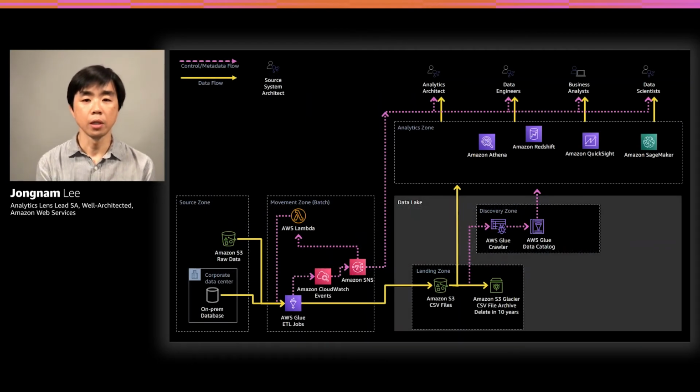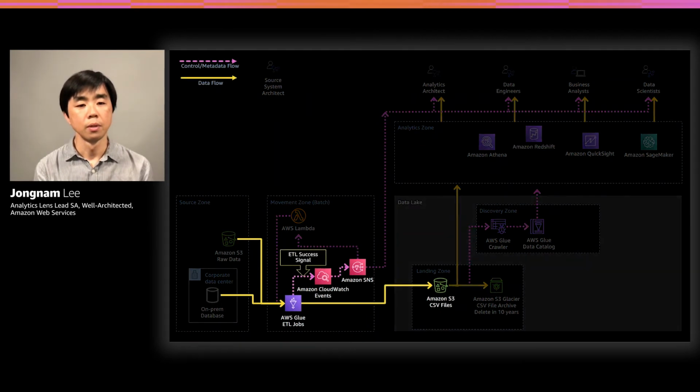So let's come back to the architecture. In this diagram, let's assume that the AWS Glue job notifies a success signal. The Glue job has a feature to notify CloudWatch events about successes and failures. In this case, let's focus on success signals. So CloudWatch events caught the success signal, and the AWS Glue ETL job successfully transformed the data from source systems to the landing zone CSV file.